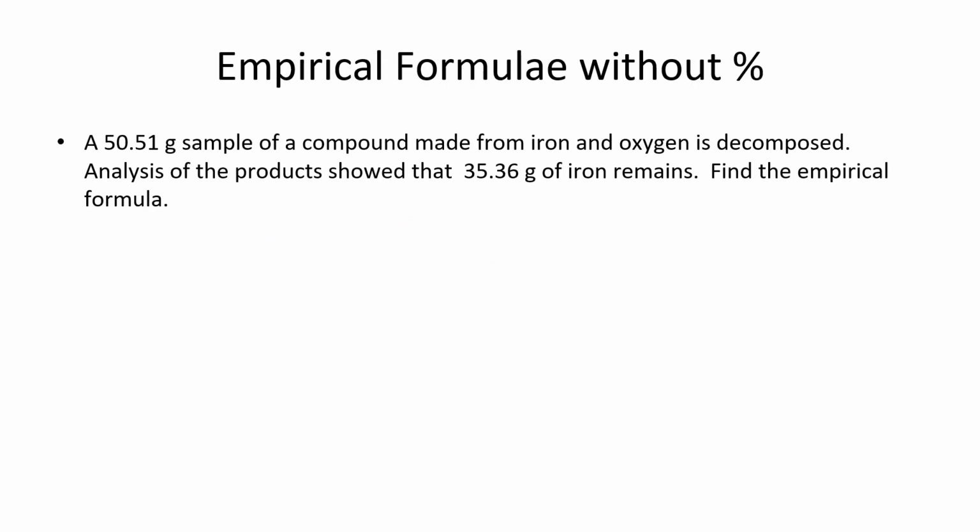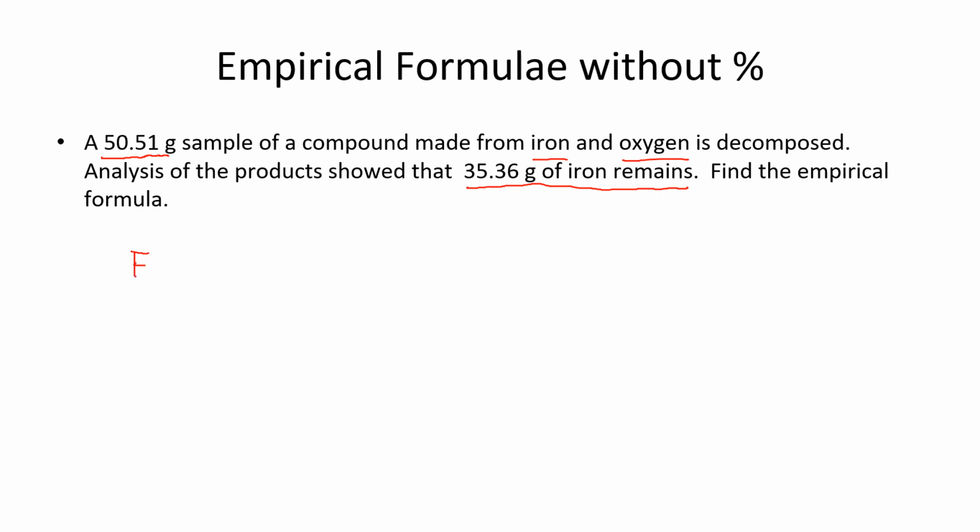Okay, so let's try one where we're not given the quantity of each element as a percentage. And this is closer to what might happen in a lab activity. You start off with a sample, you measure the mass of the whole thing, and you know it's made of these two elements. And then say you react it or decompose it, and all the oxygen is removed, flies away, part of the atmosphere, and you're only left with the iron that's left over. And we want to determine the empirical formula of this compound.